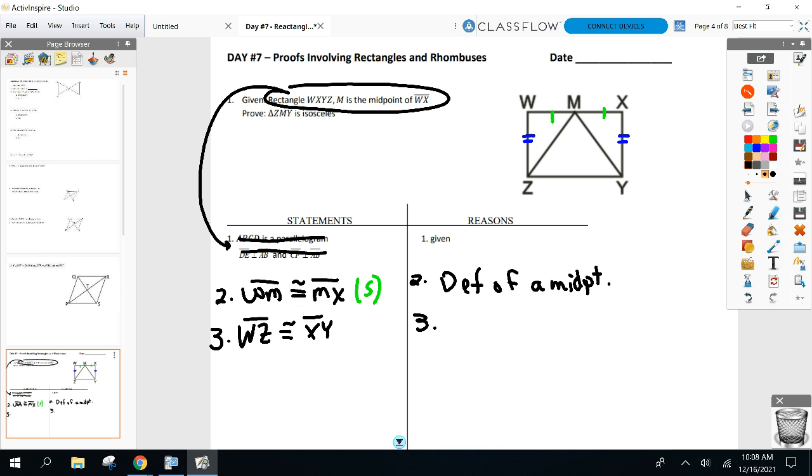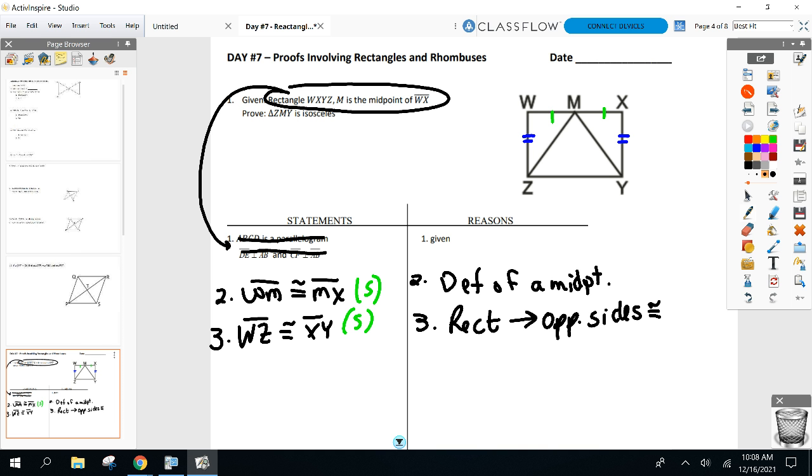What do you think my reason is going to be here? Think about what we did for a parallelogram. It's going to be the same thing, except now I put what figure? Rectangle. Rectangle implies what property was just used here? Opposite sides congruent. All right, nice. I got a second pair of sides.